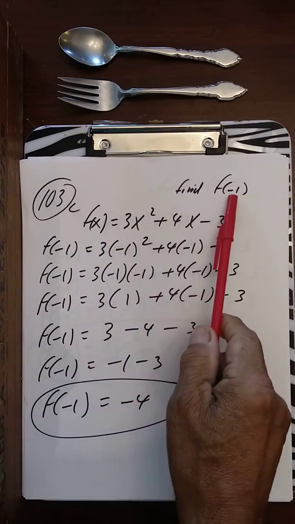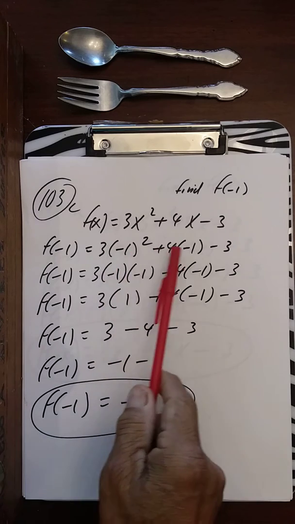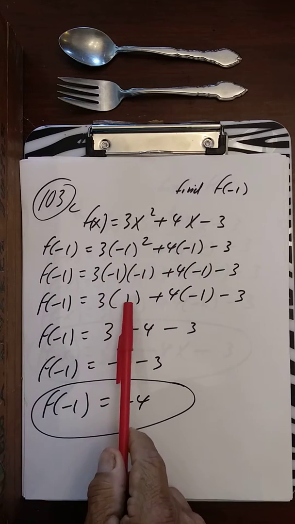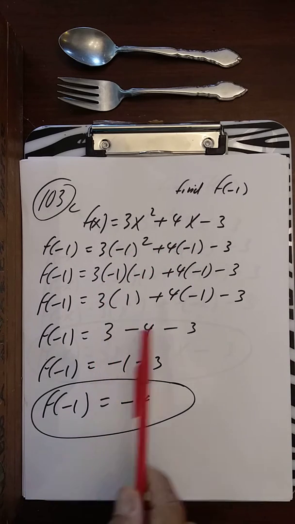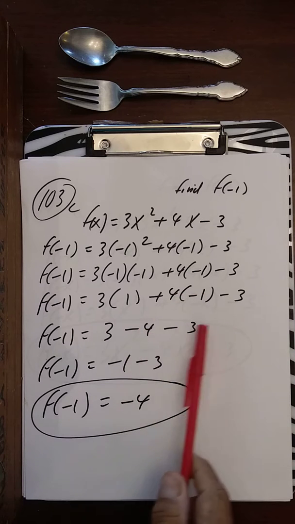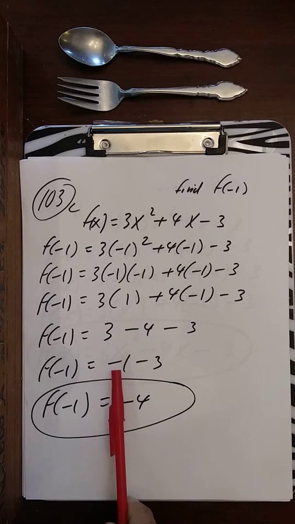f of x is this, find f of negative 1. Put a negative 1 there, negative 1, negative 1. So negative 1 times negative 1 is plus 1. 3 times 1 is 3. 4 times negative 1 is negative 4, minus 3. 3 minus 4 is negative 1. Negative 1 and negative 3 together is negative 4.